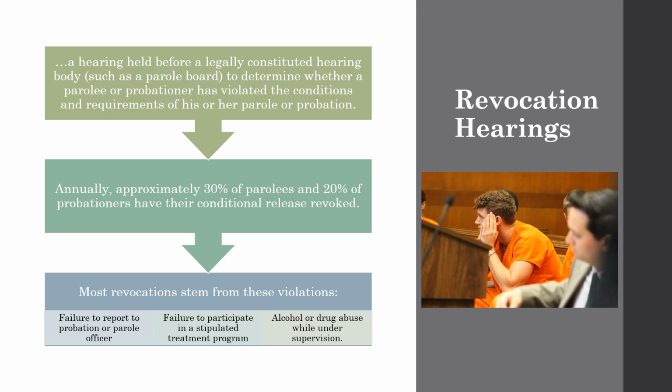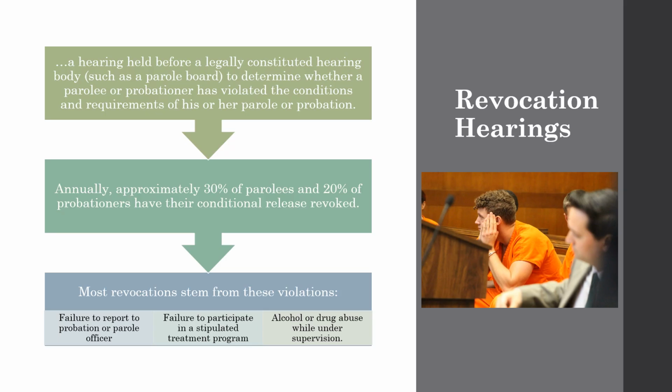As we talked about before, annually approximately 30% of parolees and 20% of probationers will have their conditional release revoked. Now, most of these revocations stem from a handful of violations, things like failure to report to a probation or parole officer. That sounds like, okay, well, they should have done that, but it could be a conflict where they can't get off work or they can't get transportation. Those are real problems that actually exist.